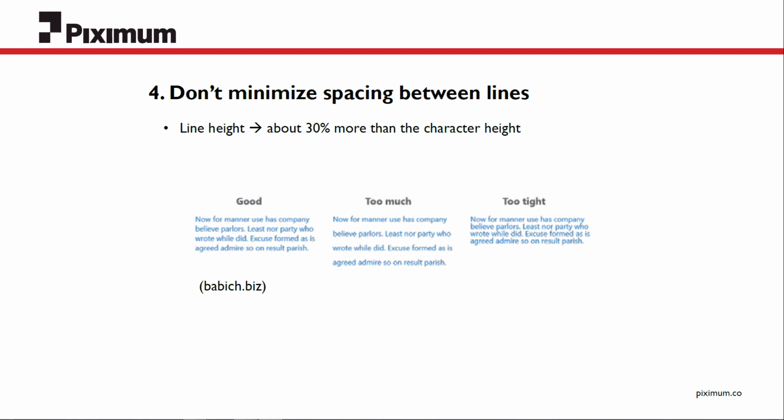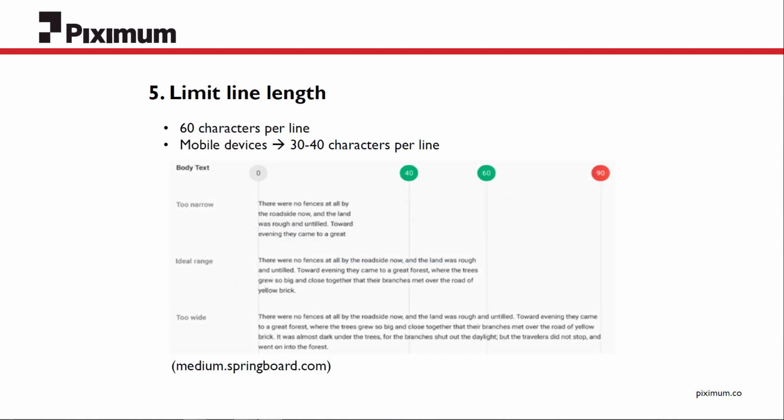Don't minimize spacing between lines. In typography, we have a special term for the spacing between 2 lines of text: line height. By increasing the line height, you increase the vertical white space between lines of text, generally improving readability in exchange for screen real estate. As a rule, line height should be about 30% more than the character height for good readability.